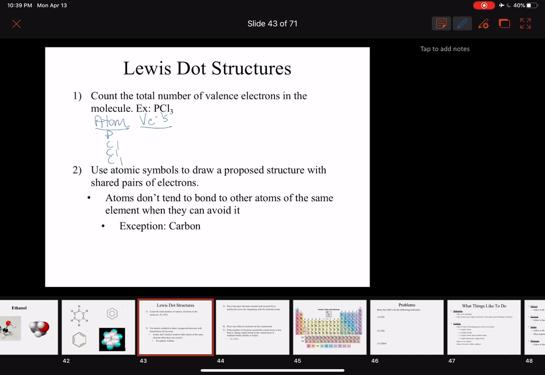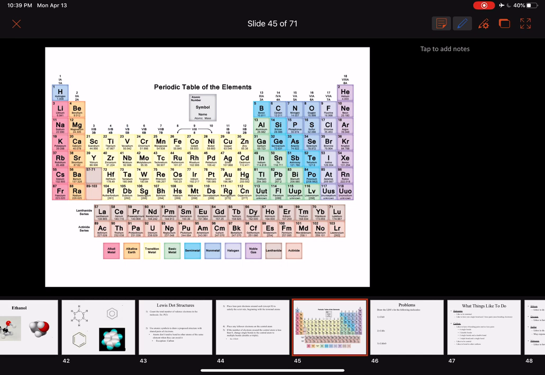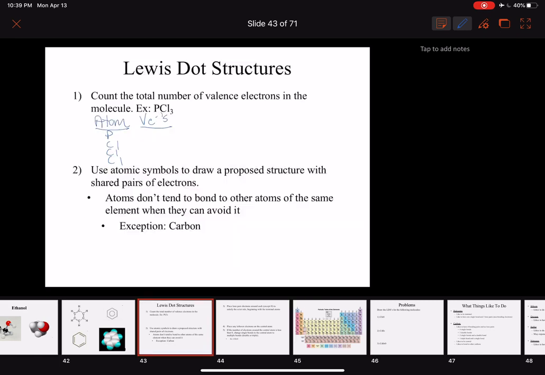But anyways, number 1 says count the total number of valence electrons in the molecule. Our example is PCl3, which is phosphorus trichloride. In order to add up the total number of valence electrons in the entire molecule, we need to add up the valence electrons for each atom. For phosphorus, we'll take a look at the periodic table and we'll see that phosphorus is in group 15 or 5A, which means we're going to have 5 valence electrons for phosphorus.